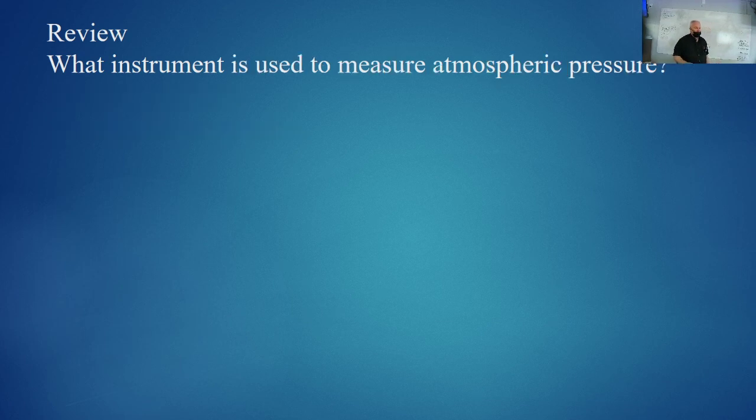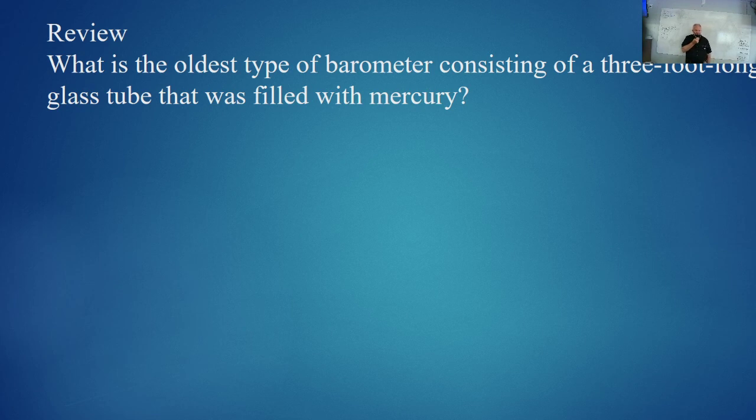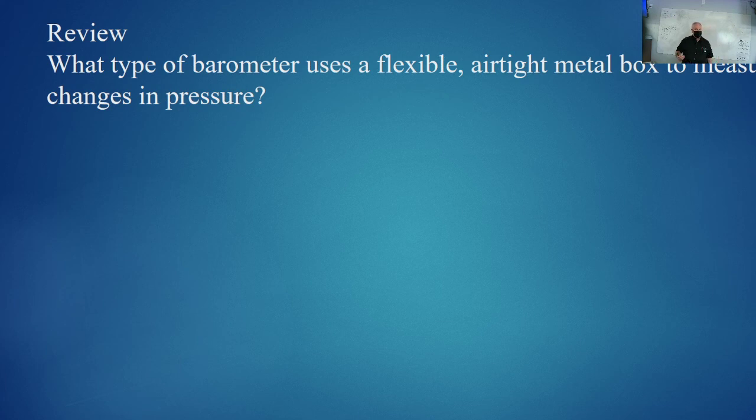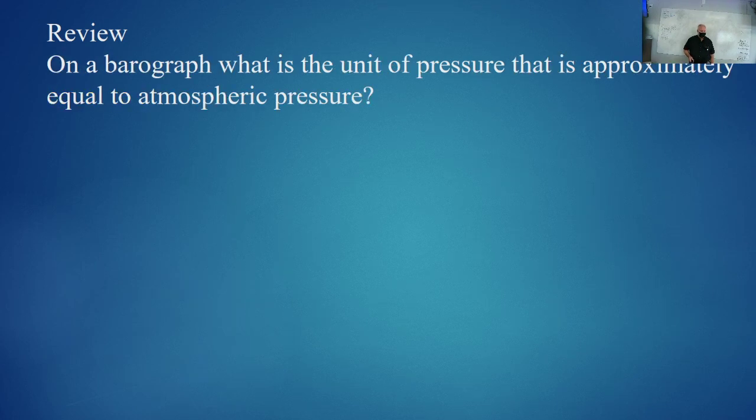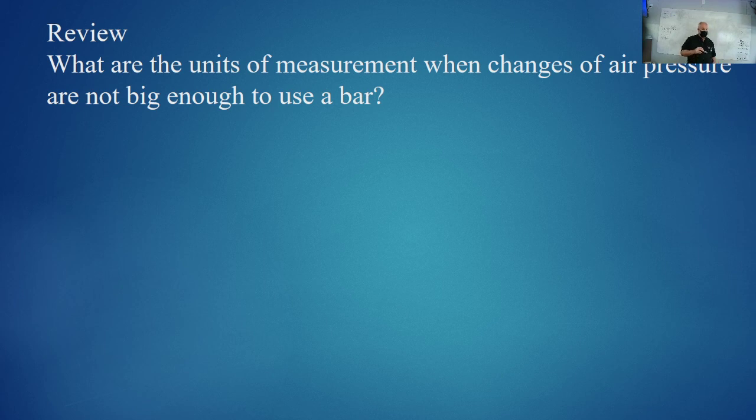What instrument is used to measure atmospheric pressure? Barometers. What is the oldest type of barometer consisting of a 3-foot long glass tube that was filled with mercury? Mercuriometer. There it is in the question. What type of barometer uses a flexible, airtight metal box to measure changes in pressure? Aneroid barometer. What instrument records changes in air pressure over time? Barograph. On a barograph, what's the unit of pressure that is approximately equal to atmospheric pressure? A bar. What are the units of measurement when changes of air pressure are not big enough to use a bar? Millibars.